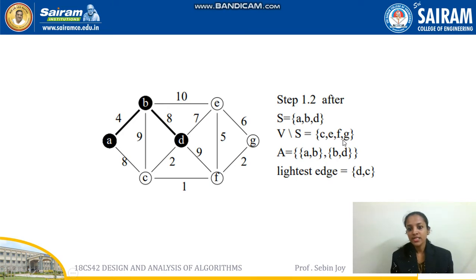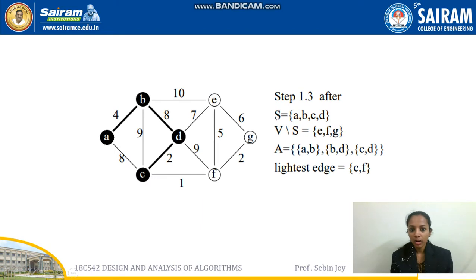Now we will check which has the least edge, starting from A, B, and D. So A is 8, B is 9, 8 is already added, so B is 9, and D is 2. So without any doubt we can say the least cost is D, C. So that is the lightest edge. So next we will visit C.